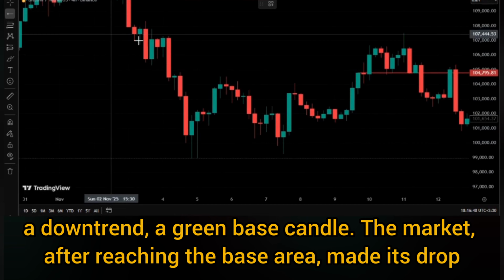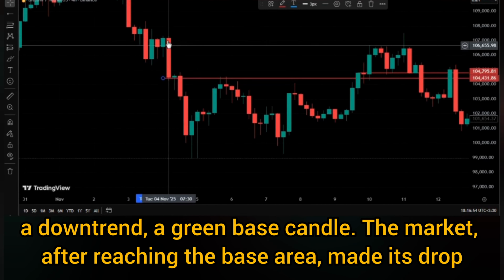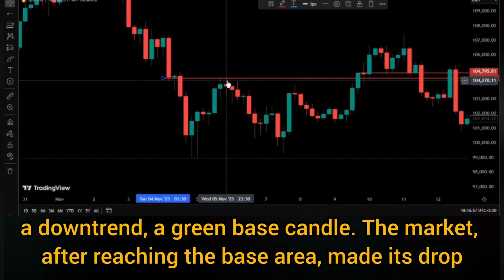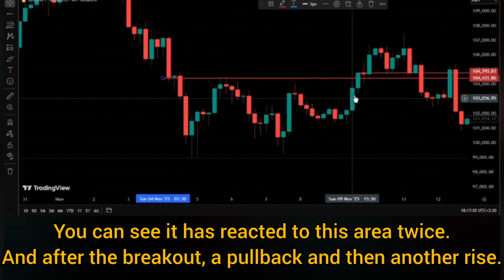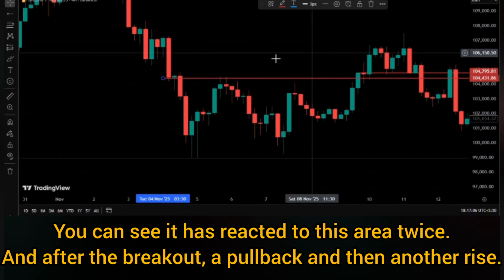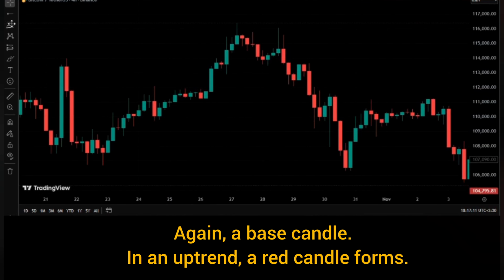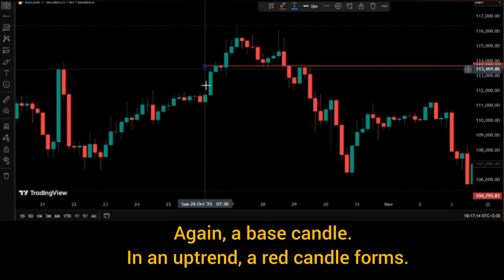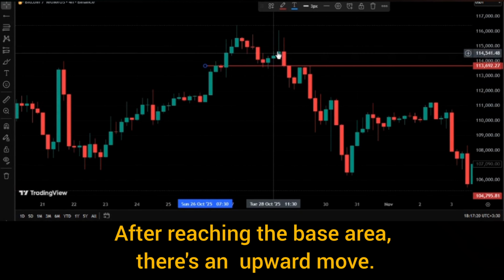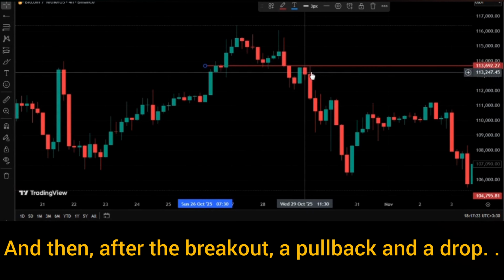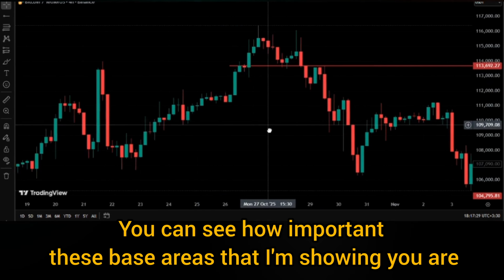Look, a downtrend, a green base candle. The market, after reaching the base area, made its drop. You can see it has reacted to this area twice. And after the breakout, a pullback and then another rise. Again, a base candle. In an uptrend, a red candle forms. After reaching the base area, there's an upward move, and then after the breakout, a pullback and a drop. You can see how important these base areas that I'm showing you are.